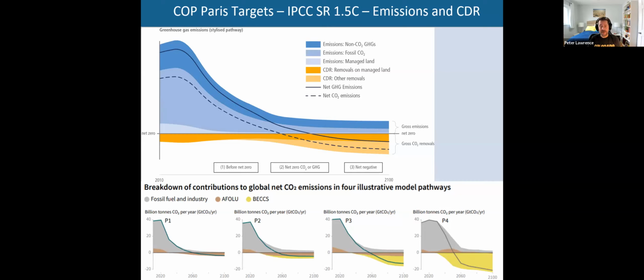If we look down here at the bottom, we see four different scenarios with different mitigation pathways and different amounts of reforestation, afforestation, and bioenergy with carbon capture and storage, which came out of the IPCC's special report on 1.5 degrees. But basically it says the more you delay mitigating, the more you have to find some form of negative emissions to offset those fossil fuel emissions that you have allowed to happen.